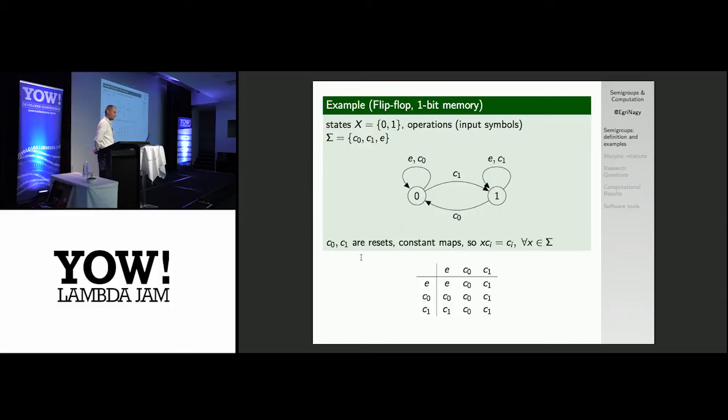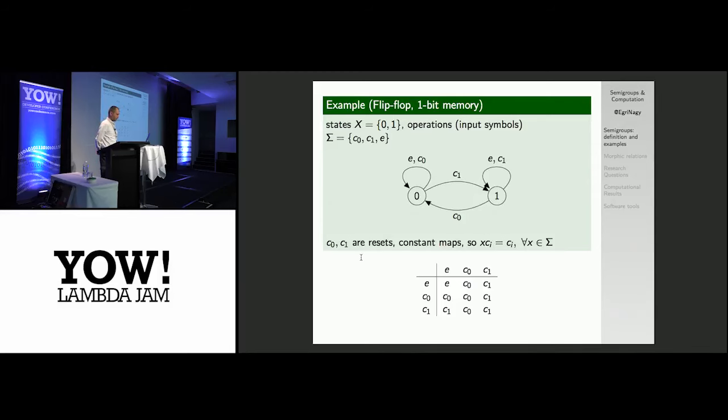Here's the flip-flop, and it's just 1-bit memory. So what you can do, you have the identity, which you can consider as the read operation. You can read what state we are in, and we have 2 resets, C0 and C1. That just means that whatever state you are in, if you get C1, then you go to state 1. So that's the destructive memory update. So this is really 1-bit memory.